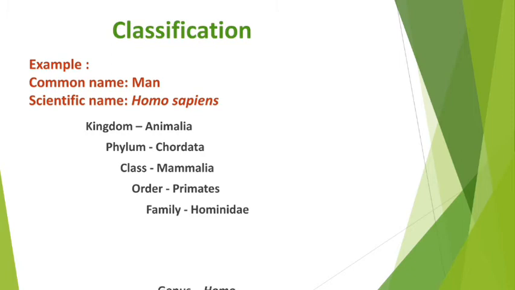Then some divisions are done again, and we get our genus. So genus means when a family is again classified into small groups, these are known as genus. So we fall under the genus Homo. My dear students, there may be many animals in the same genus. Don't be confused. You can consider genus as a surname.